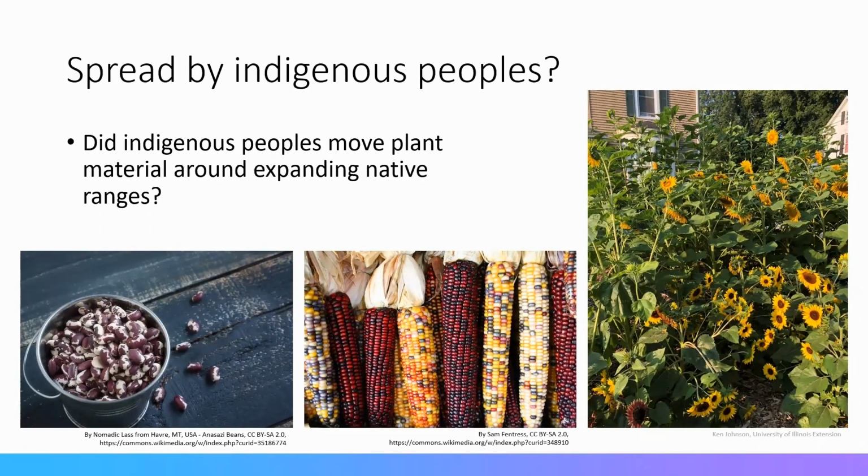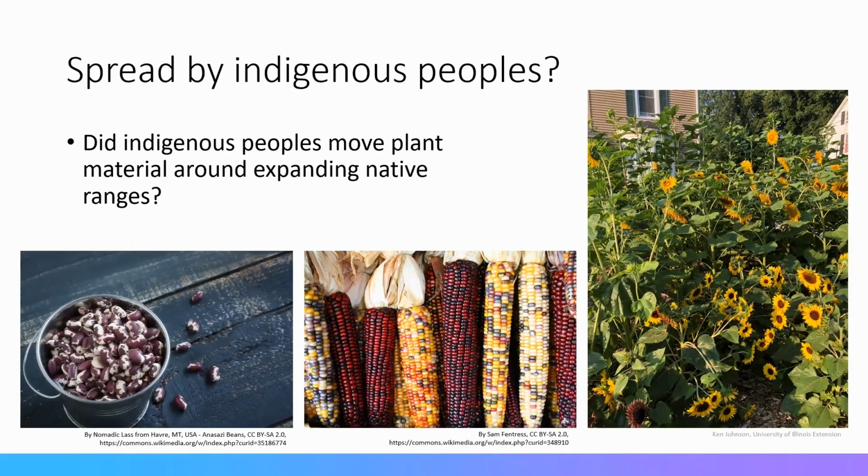So I mentioned in the beginning that how we define native species is that before Europeans showed up. So did indigenous peoples, Native Americans, move plant material around? How do we know exactly what the native range is? Were some plants moved by indigenous peoples? So do we truly know the source of origin for some of these plants?